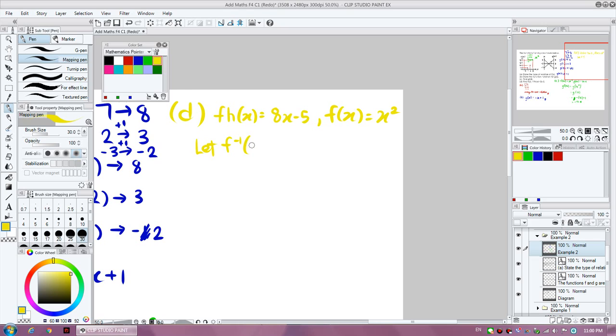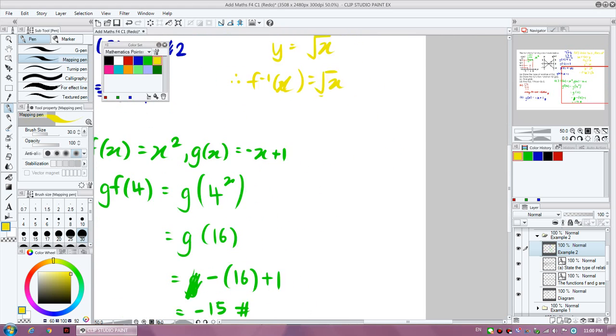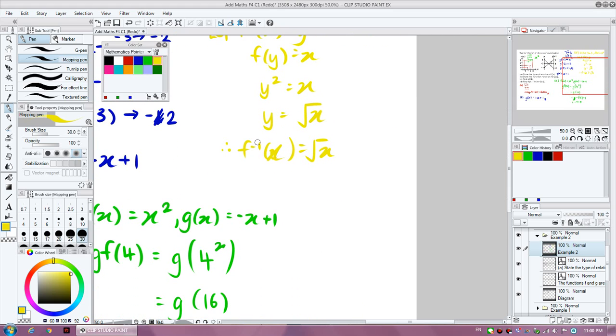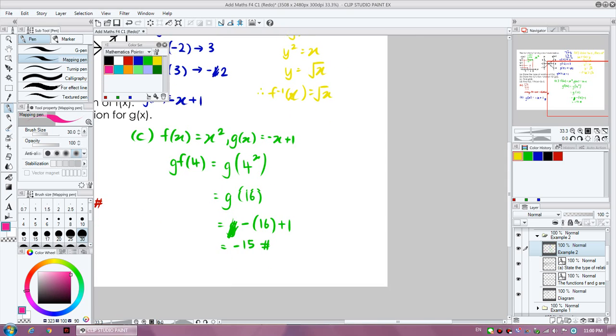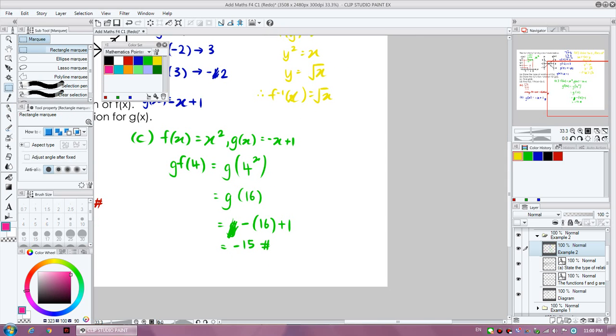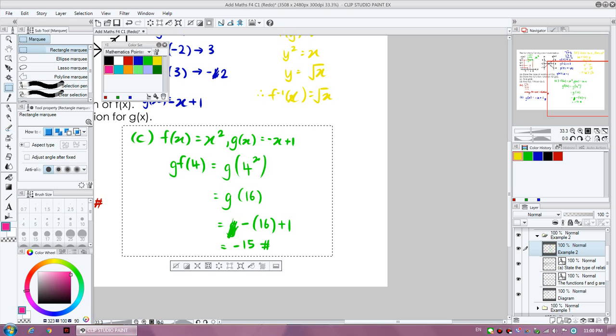Let the inverse function for f equal to y, so that y squared equals x, y equals the square root of x. Hence, the inverse function for f will be the square root of x. So now we can just find h(x) already. Let me just find a space. Let me use another color. This one may require some moving around. Hold on for a while.